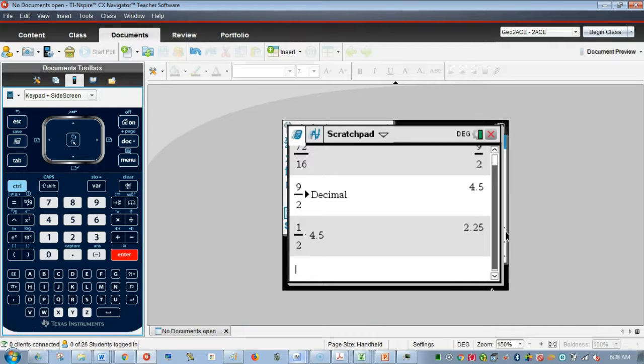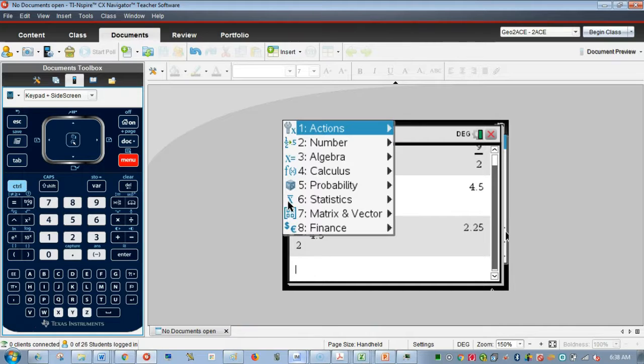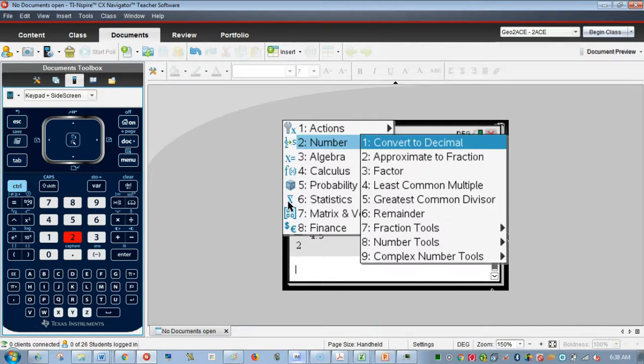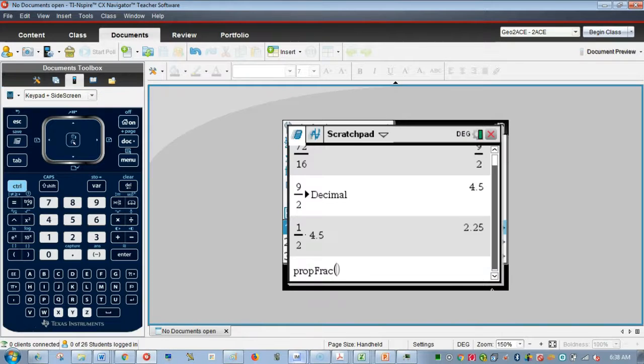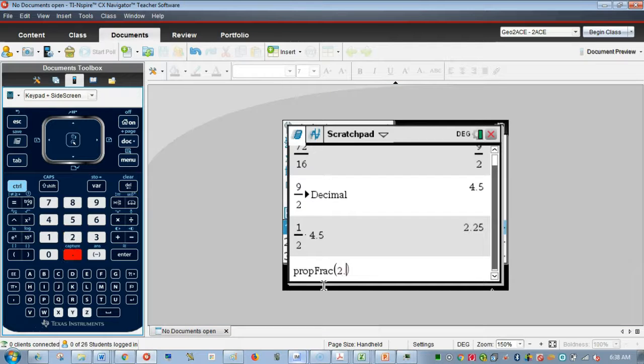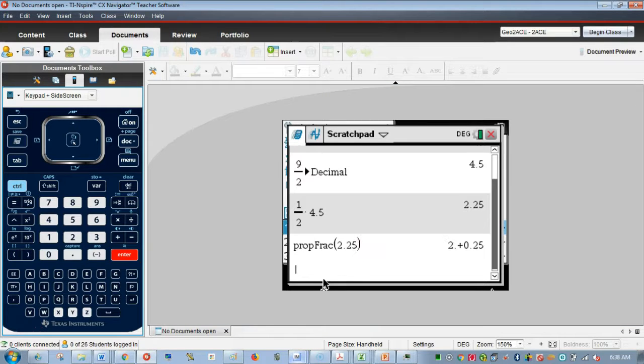Now, I cannot represent this as 2.25. I want everything to be mixed numbers. That's what we're practicing. So you go menu, 2, 7 for fraction tools, and 1 for proper fraction. And you can either enter 2.25 and hit enter, or you can hit control answer. Okay? Now, this didn't exactly turn this one into a proper fraction, but I understand that this is 2 1/4.